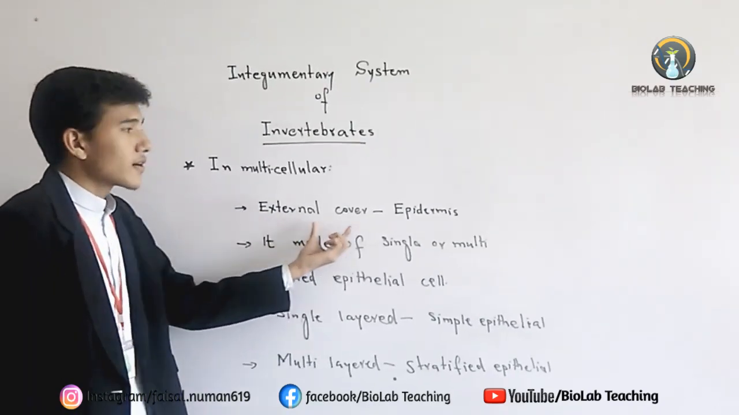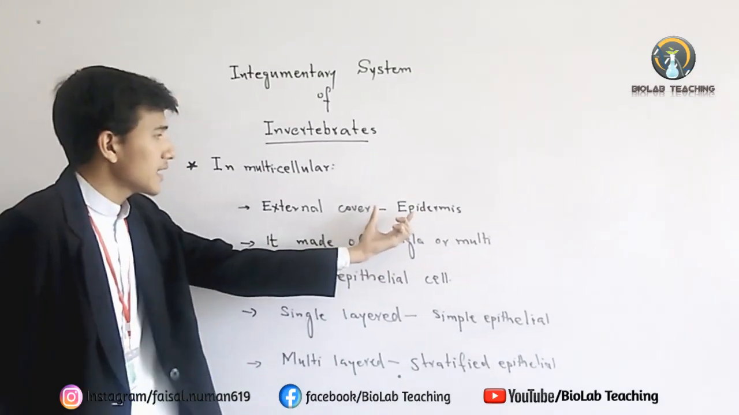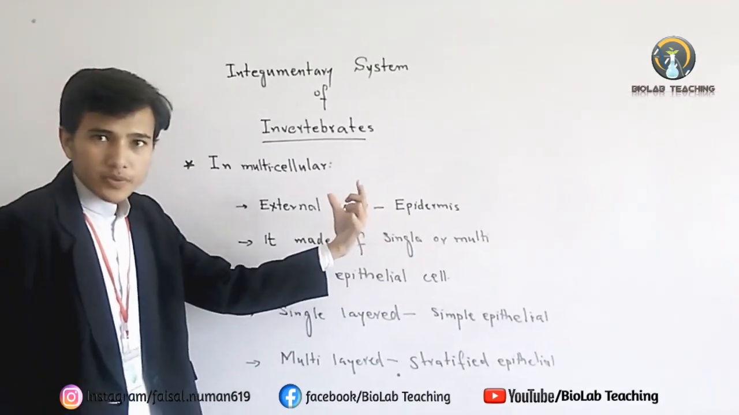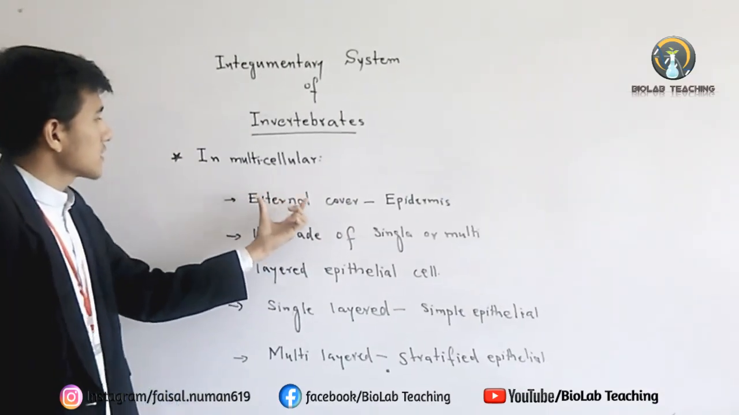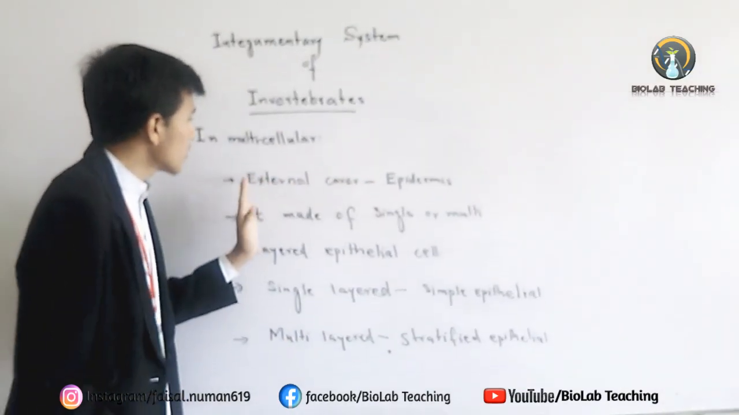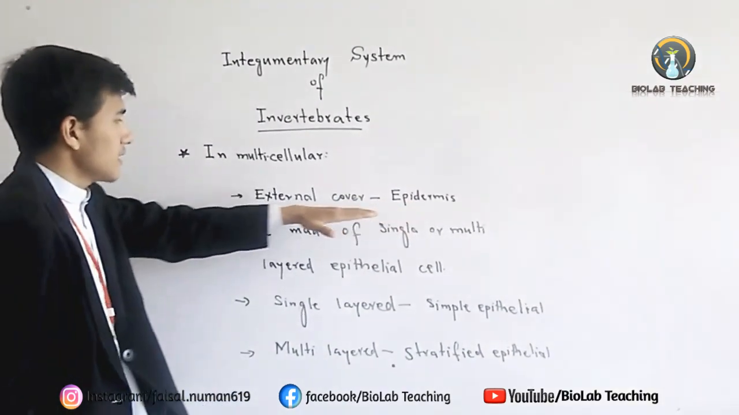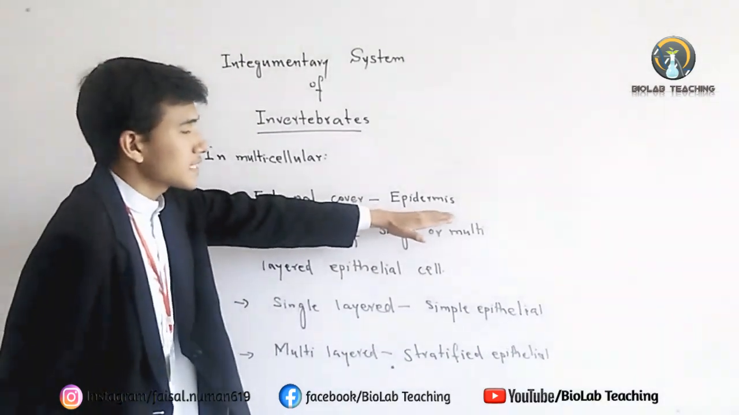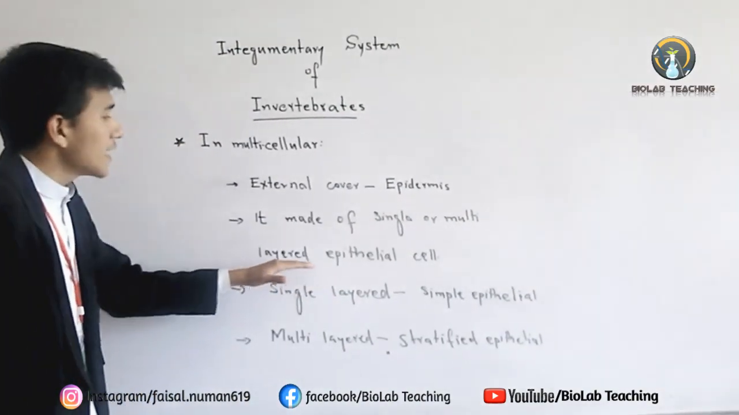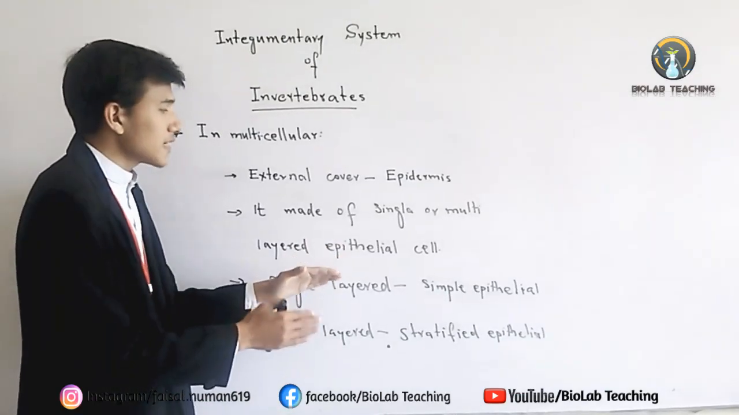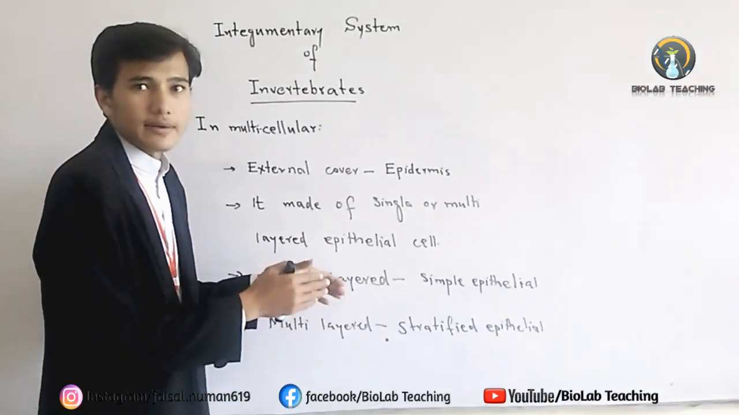The external cover of a multicellular organism is made of epidermis. In a unicellular organism we studied that it's made from the plasma membrane, but now we study that the external cover of the multicellular organism consists of the epidermis. It's made of single or multi-layered epithelial cells.